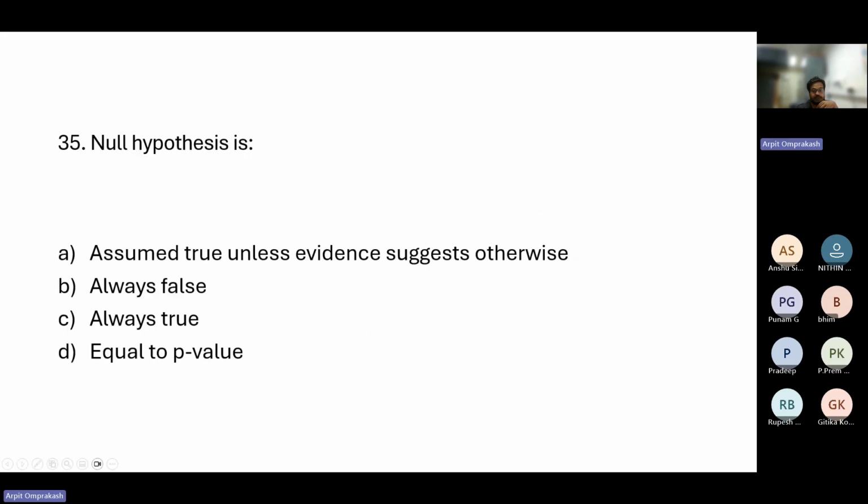Now, the next question is, null hypothesis is dash. A, assume true unless evidence suggests otherwise. B, always false. C, always true. Or D, equal to the p-value. Yes. So the answer here is option A. The null hypothesis is always assumed true unless you have evidence that can prove otherwise. Right.